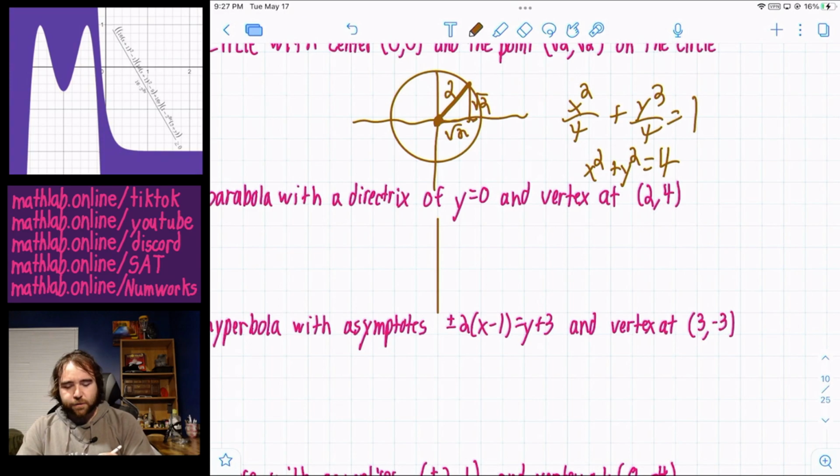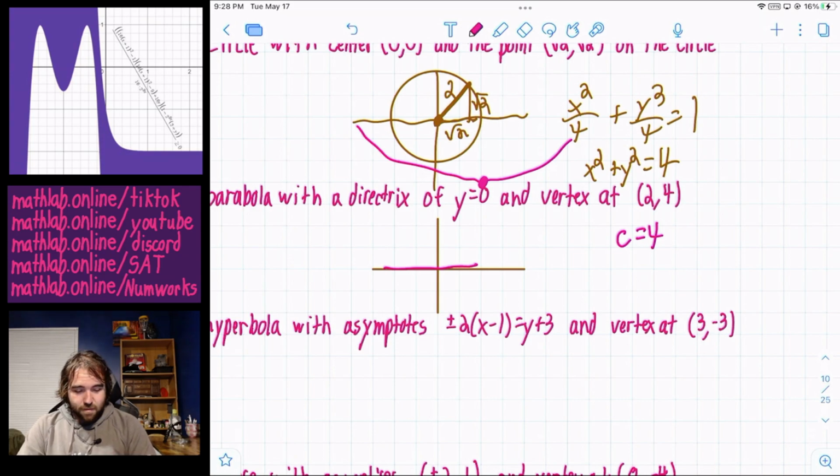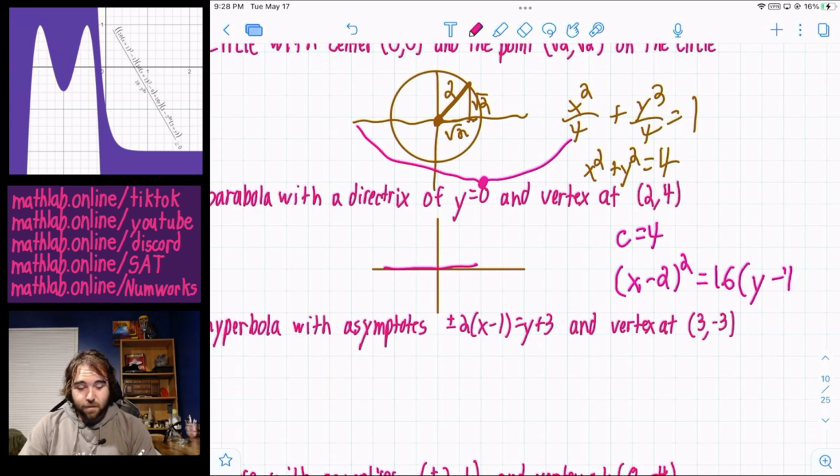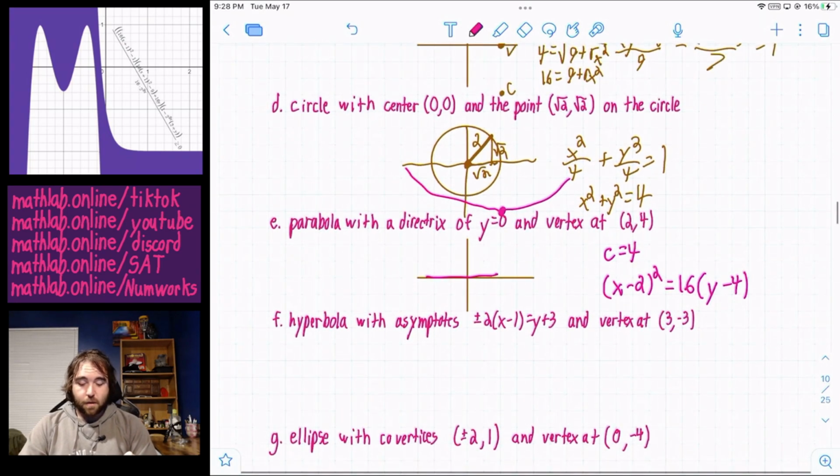So here we got a directrix of y = 0. So that's, waboom, a vertex at (2, 4). That's the vertex? Okay. So c is 4. It's opening up and down. It's somewhat like that. So if it's opening down, it's x squared. We have the vertex, so that's (x - 2)² equals, c is 4, so 4 times 4 is 16, (y - 4). Yeah.